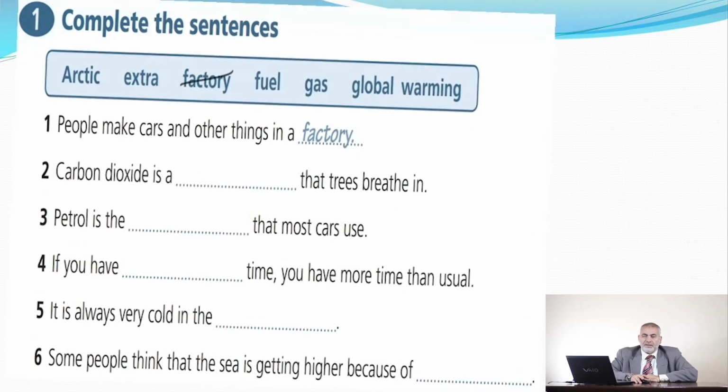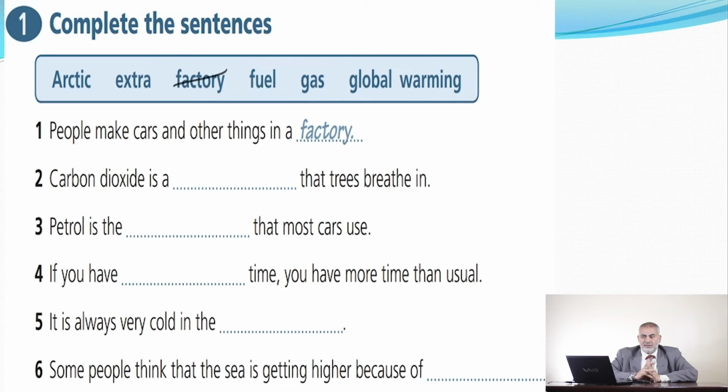The next one, in the workbook, complete the sentences with a word from the box. Arctic, extra, factory, full, gas, global warming. People make cars and other things in a factory. What about 2 and 3 and 4 and 5? Now, read and think about the answer. Number 2, carbon dioxide is a gas that trees breathe in. Number 3, petrol is the fuel that most cars use.